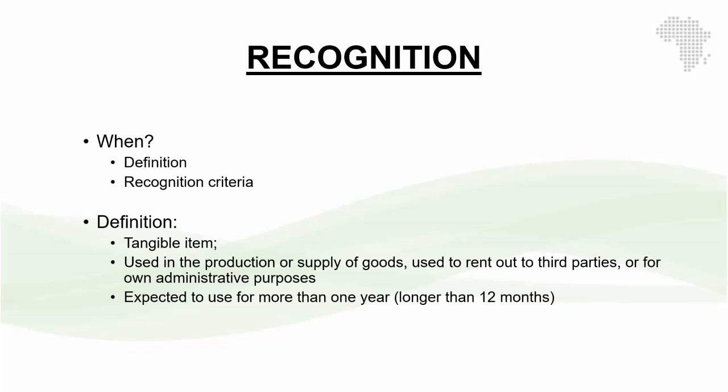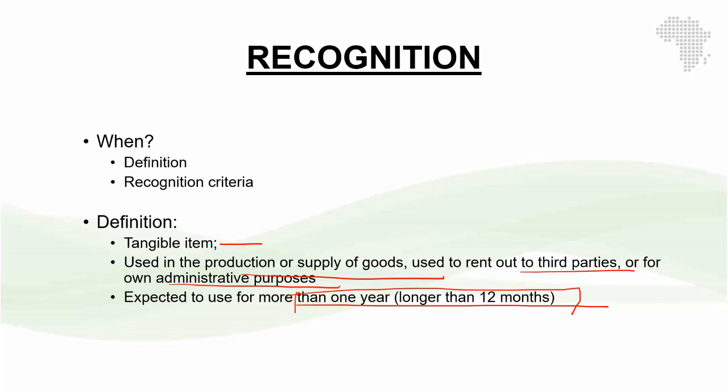So what is the definition? IAS 16 tells us that the definition of PPE is a tangible asset used in the production or supply of goods, used to rent out to third parties or for our own administrative purposes. And also very important, expected to be used for more than 1 year, so longer than 12 months. Okay, PPE are non-current assets. So if something is used for less than 12 months, we cannot classify it as PPE. So important, we must be using it for longer than 12 months.